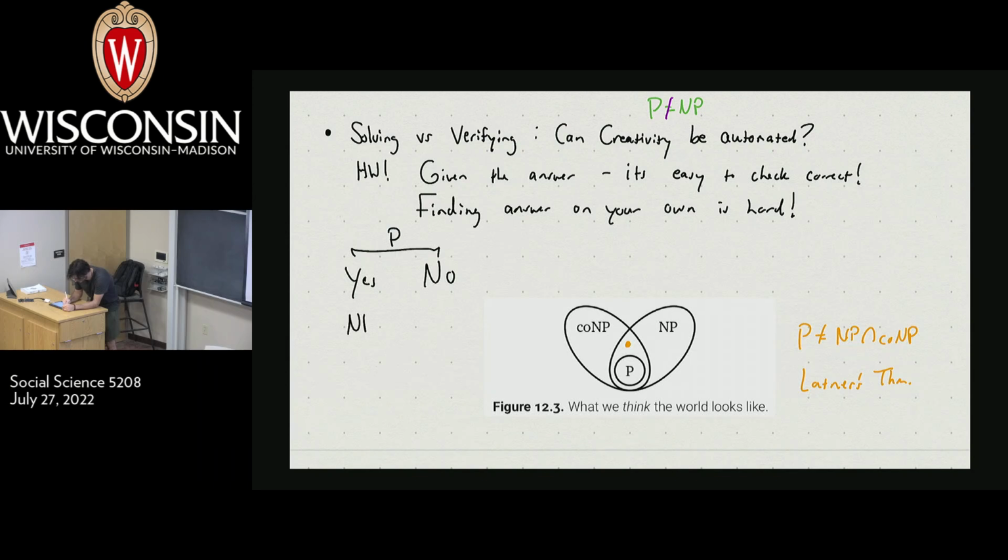Otherwise, it's like this. So do you have an algorithm to check this condition? Do you have an algorithm to check if this is a yes instance? Great, it's an NP. If you have an algorithm to check it's a no instance, that's co-NP. And if you have an algorithm to do both, then it's basically P. Or it's in the middle, but yeah.